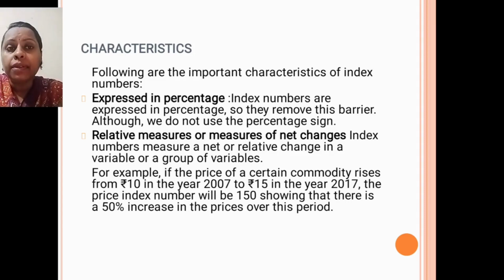For example, if the price of a certain commodity rises from rupees 10 in the year 2007 to rupees 15 in the year 2017, the price index number will be 150, showing that there is an increase of 50% in the prices over this period.